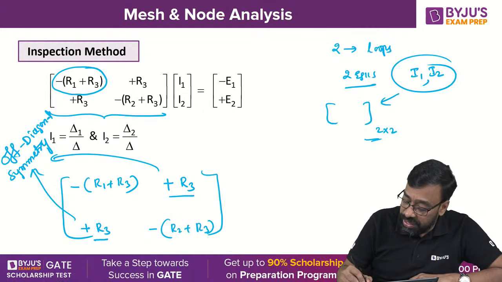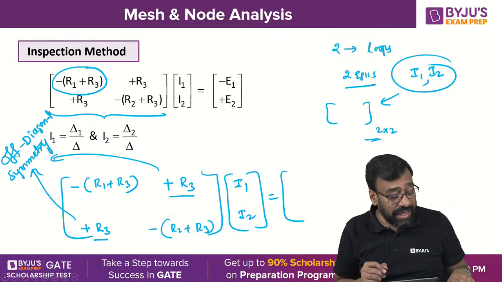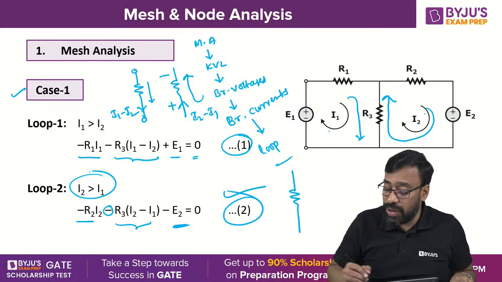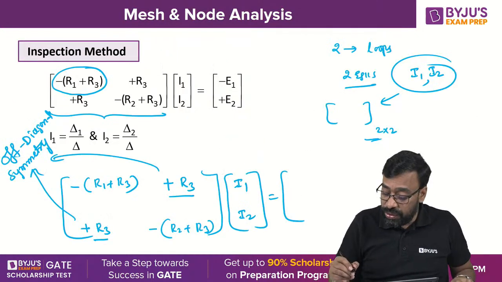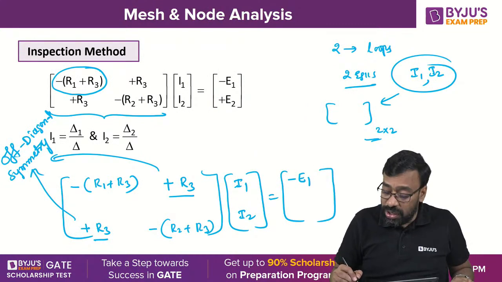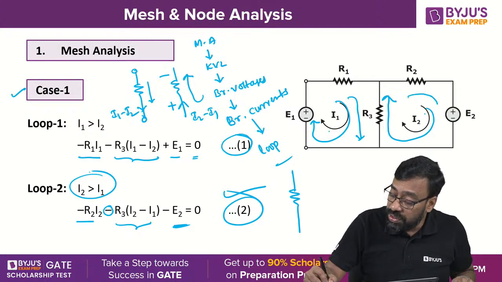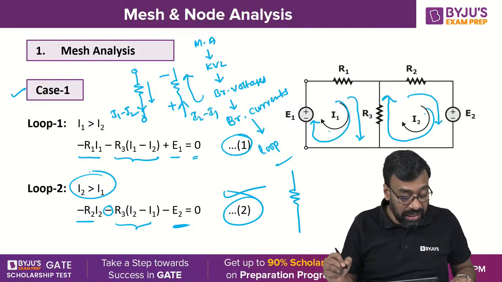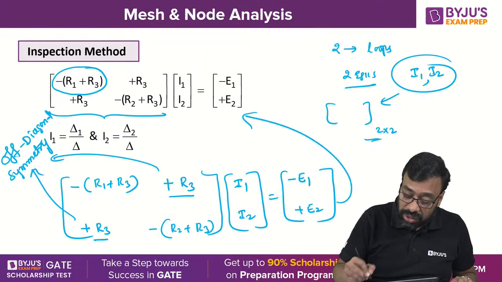Now, multiplied by what do you get? I1 and I2, the variables you have, is equal to... check in the first loop how you are touching the polarity of the voltage source. You are touching the negative sign first. Therefore, you take minus E1. And how are you touching the polarity of E2 in the second loop? You are touching the positive sign first. Look at this. Therefore, you take plus E2.